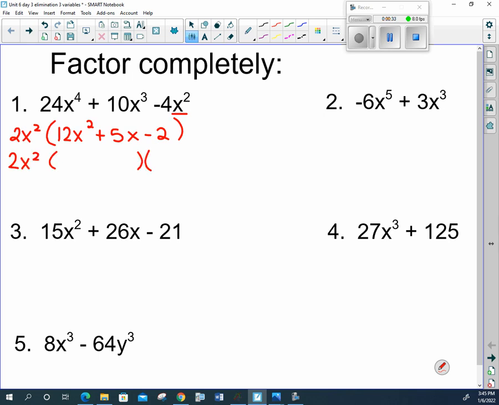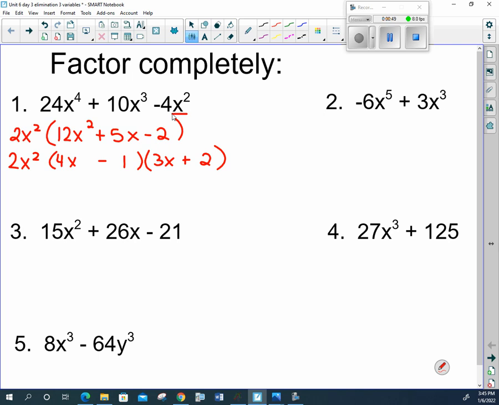Okay, and then I'm going to go ahead and factor those two parentheses. So 4x, 3x, 2, and 1. We want it to be a plus 5x in the middle, so I'm going to do positive 8x minus 3, and that will give me 5x in the middle.